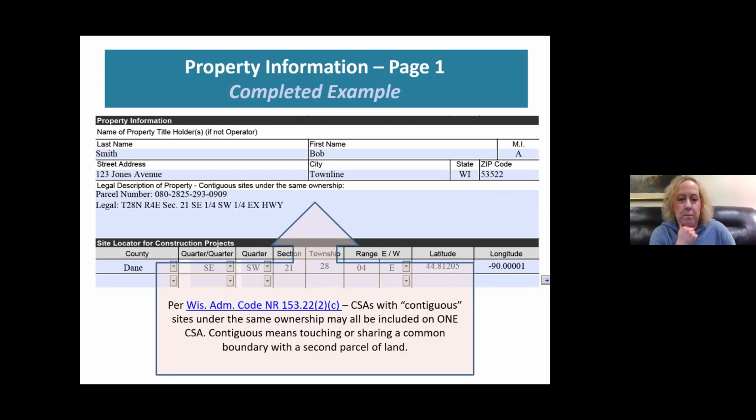Per our administrative code, cost share agreements with contiguous sites under the same ownership may all be included on one CSA. So you don't have to do a separate CSA for each individual parcel associated with your project site. If they're contiguous, essentially touching or sharing a common boundary, they can all be included on that same cost share agreement.